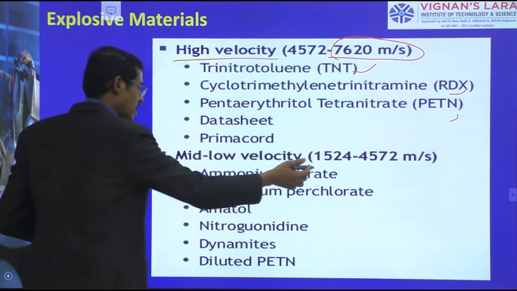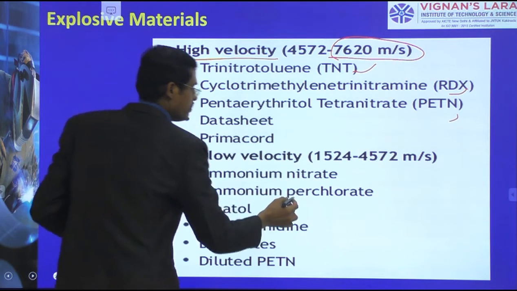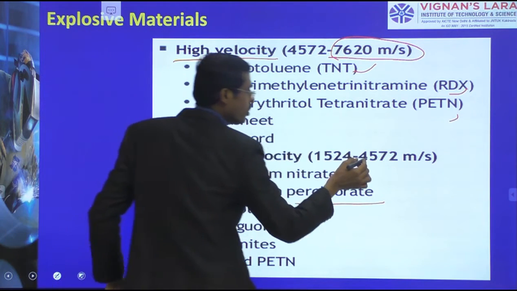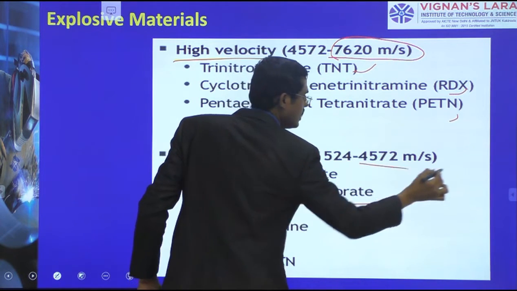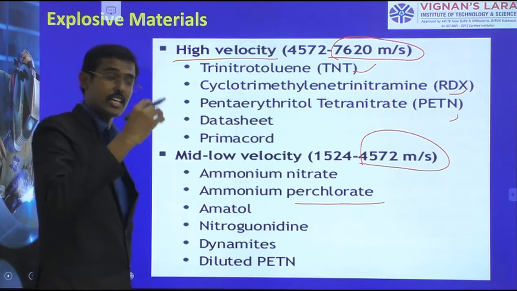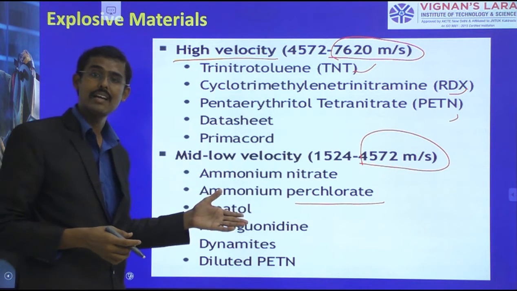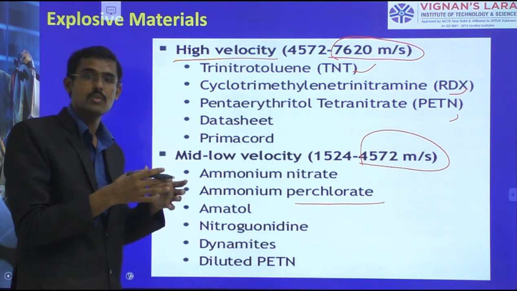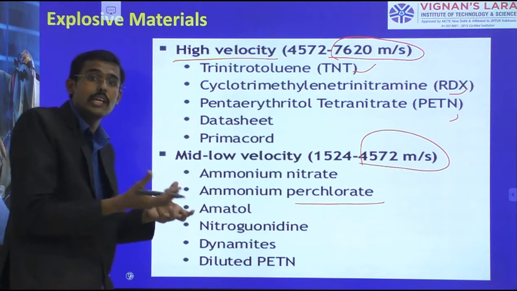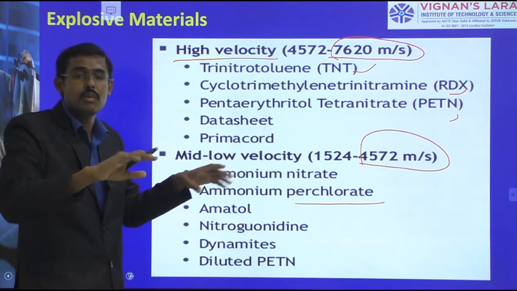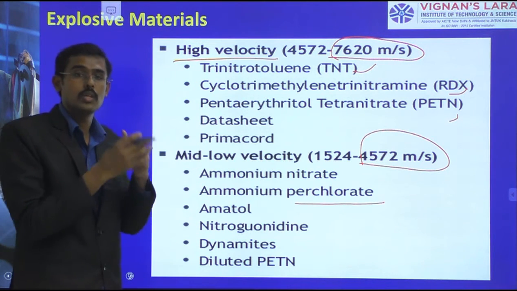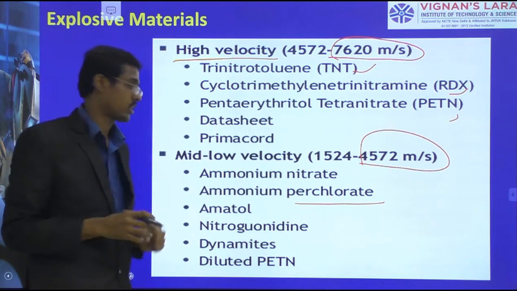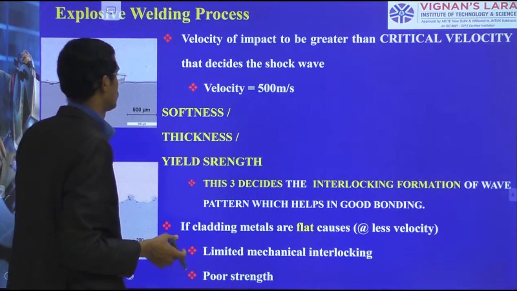Some others, like ammonium nitrate and ammonium perchlorate, we can use, which generate a velocity of 4,572 meters per second. They should be handled carefully, otherwise the storeroom in the industry will blast. The entire industry will be spoiled. It should be done at a remote location. This welding process should be done at a remote location. We should do this carefully.